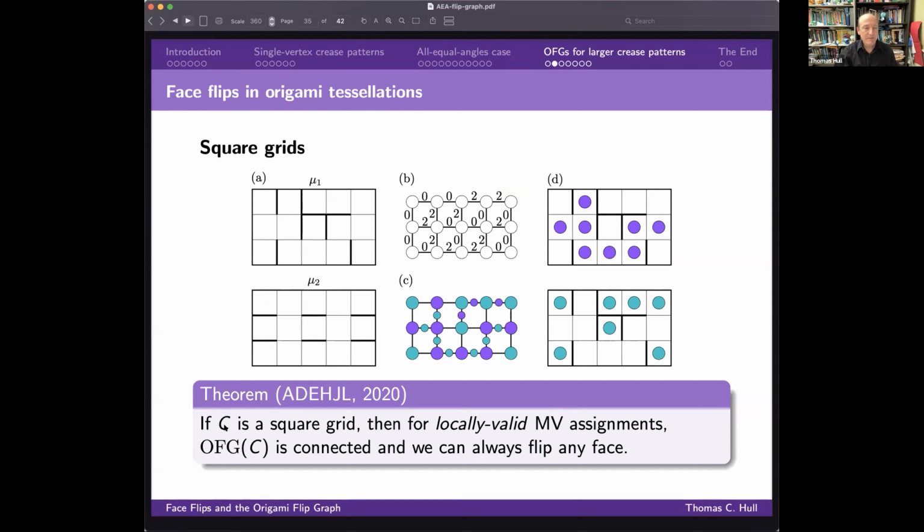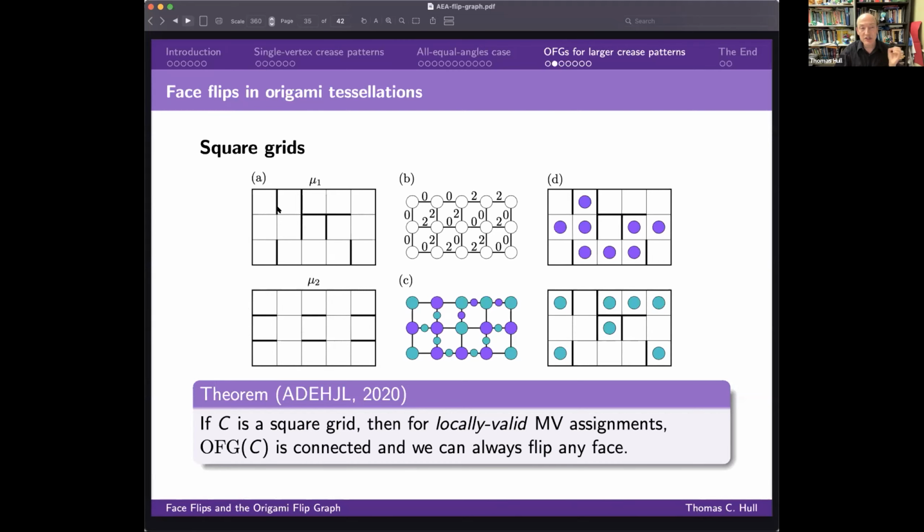It turns out that if C is a square grid, then if we focus on locally valid mountain valley assignments, because there is this problem of layer ordering and global flat foldability that is very difficult, as many of you know, I'm sure. So if we just restrict ourselves to locally valid, that means we want Maekawa's theorem to be satisfied at every vertex. Then the origami flip graph will always be connected, and we can always flip any face. So we'll always be able to find a way to flip some mountain valley assignment like this to another one like that, no matter what. That's what it means for the graph to be connected.